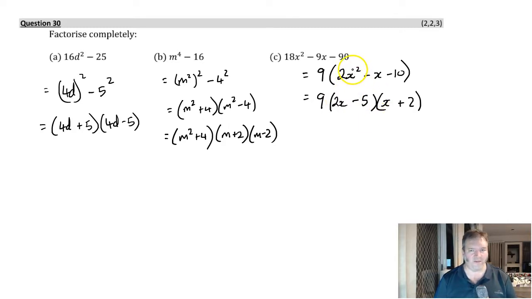There are lots of different methods. If you want to look at a video on some of the different methods, if you're really not confident with your factorising, come and see me, come and see your teacher, go to one of the tutoring sessions, and you'll be able to get some help with that. But that's those three questions.